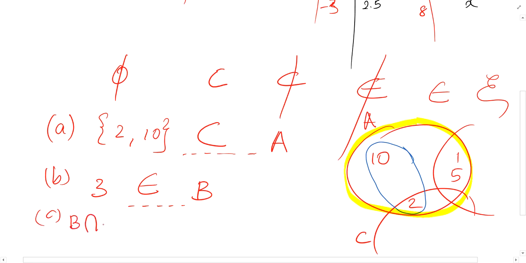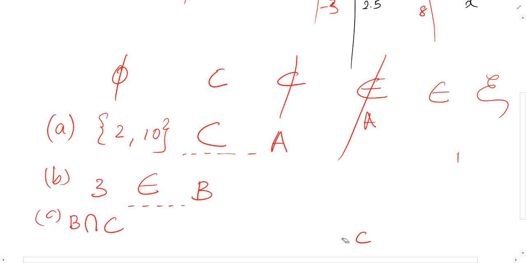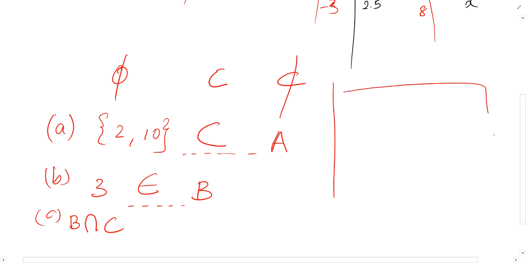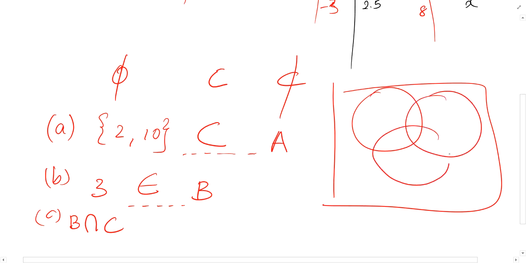Now part C. B intersect C. Where is B intersect C? So this is A, this is B, and this is C. B intersect C. We are referring to this region. And what does it equal to? B intersect C equals to this shaded region, right?